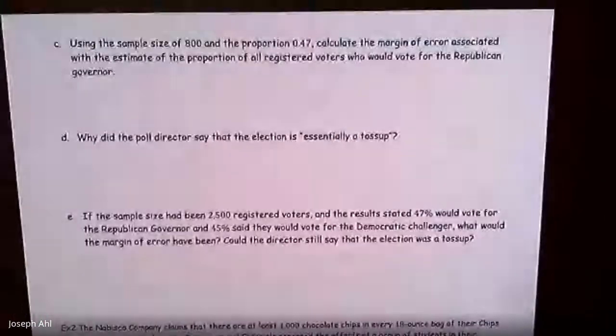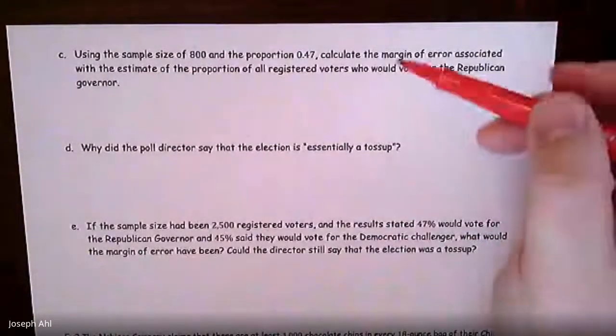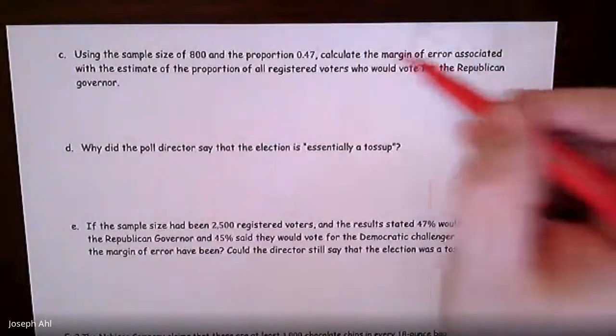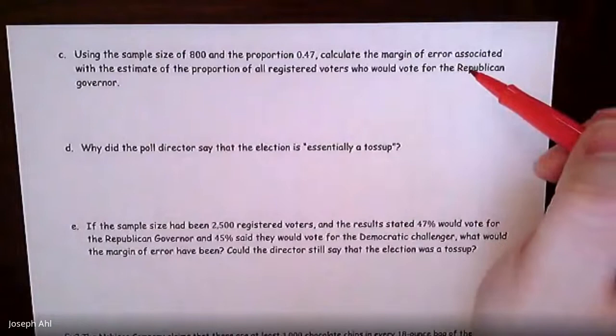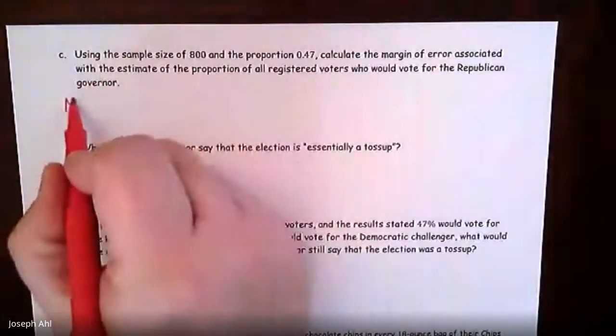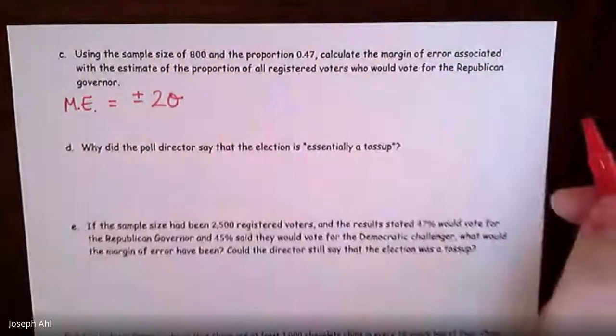At the top, it says using the sample size of 800 and the proportion 0.47, calculate the margin of error associated with the estimate of the proportion of all registered voters who would vote for the Republican governor. Okay, so in this case, what we want to do is just confirm that the margin of error really is what it was stated as, which was 3.5%. So in order to do this margin of error calculation, we're going to do plus or minus 2 standard deviations.